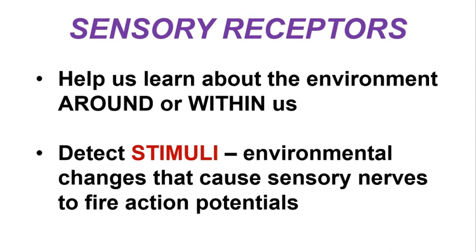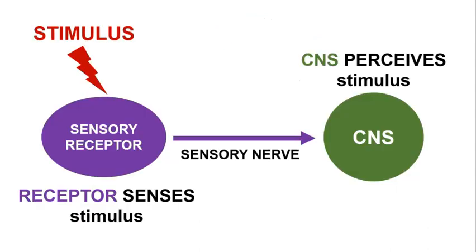One major role of the sensory receptors is to help us learn about the environment around us or about the state of our internal environment. Sensory receptors help to convert the various stimuli into the electrochemical signals of the nervous system. Stimuli are described as the environmental changes, either external or internal, that cause sensory nerves to create and fire action potentials. So diagrammatically, we can show this as a particular stimulus being sensed by a sensory receptor.